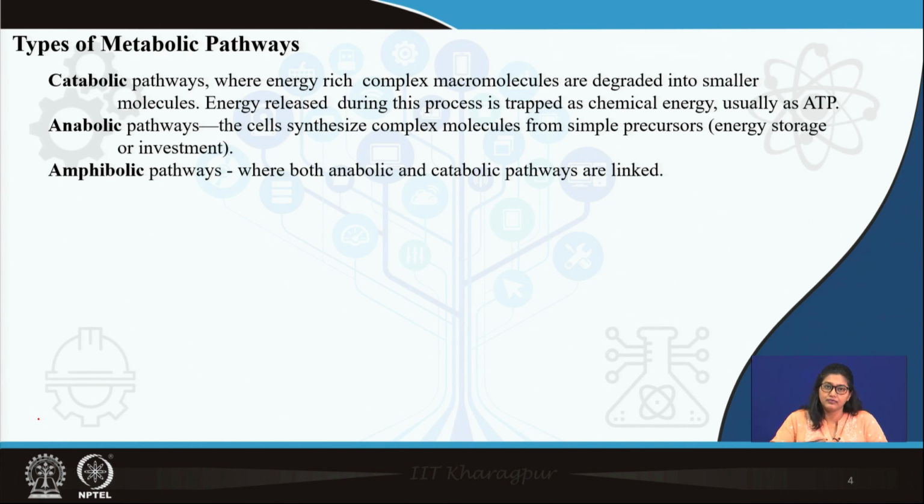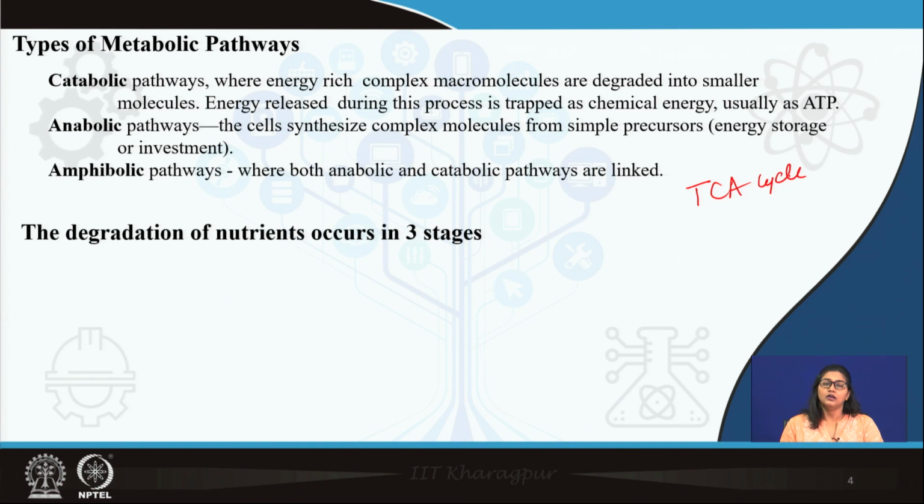So, what happens is that in anabolic pathways cells synthesize molecules. So, catabolic was degradation and anabolic is the biosynthesis where energy is invested, the stored energy is invested, or the energy can be stored in different biosynthetic molecules as well. Now, amphibolic pathway is the in between of these two. One very important example, you all know, is the TCA cycle, where catabolism as well as anabolism both occur.